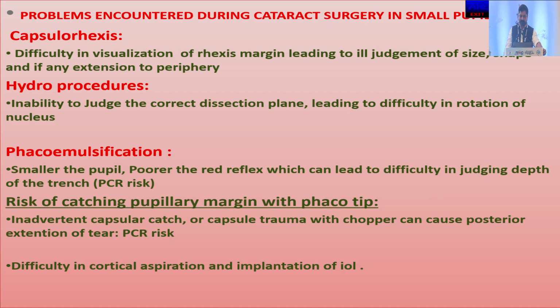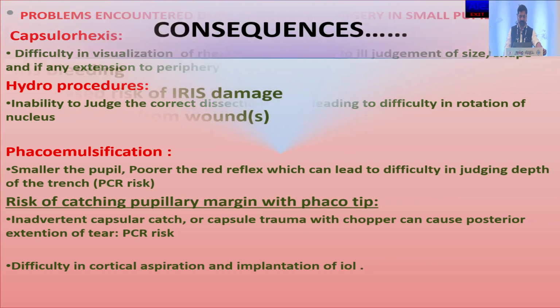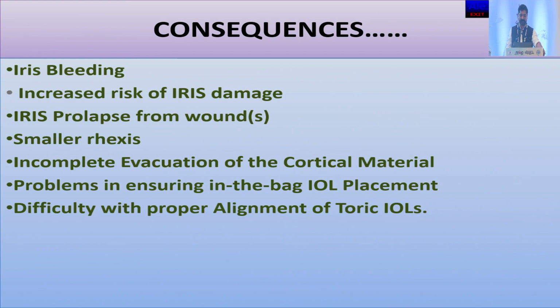There is risk of catching the pupillary margin with the Phaco tip, which usually happens. Involvement of the capsular catch and capsular trauma with the chopper can cause posterior extension, and that leads to PCR. Difficulty in cortical aspiration and implantation of IOL. This leads to iris bleeding, increased risk of iris damage, iris prolapse. Again, if the iris catch is there, the pupil will become small and the rhexis will be small, incomplete evacuation of cortical matter, problems in in-the-bag IOL placement, and difficulty with proper alignment of toric IOLs also.